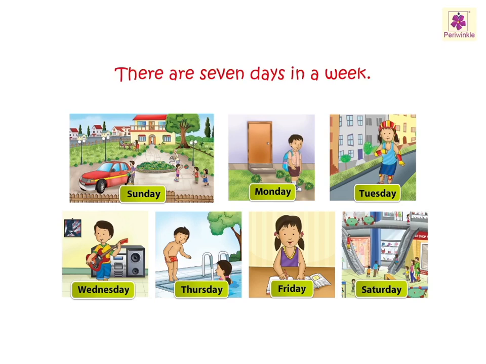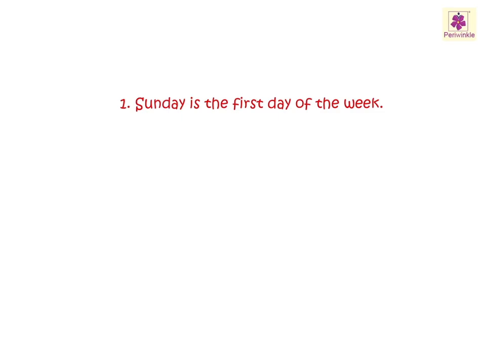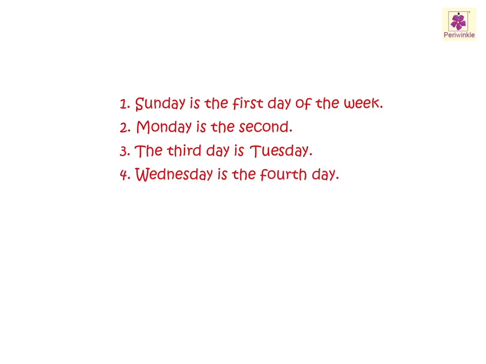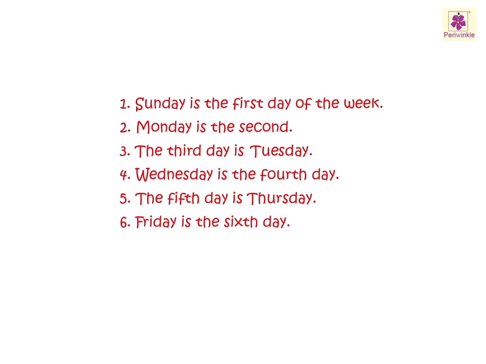Days of the week. There are 7 days in a week. We do many different things through the week. Sunday is the first day of the week. Monday is the second. The third day is Tuesday. Wednesday is the fourth day. The fifth day is Thursday. Friday is the sixth day. The seventh and the last day of the week is Saturday.